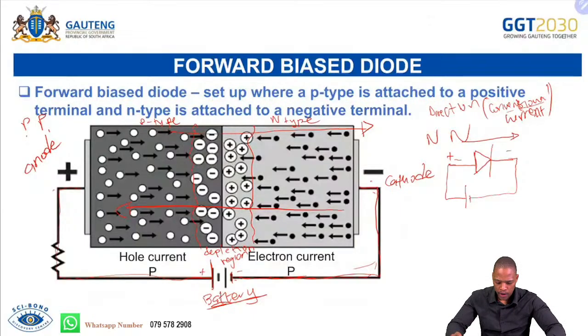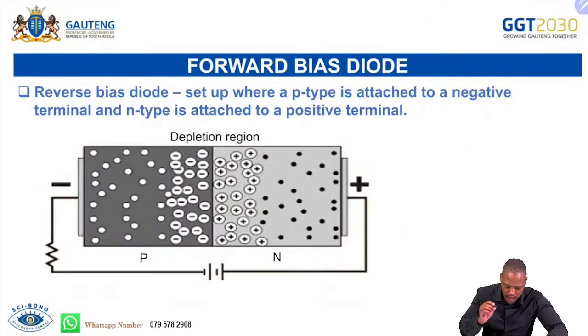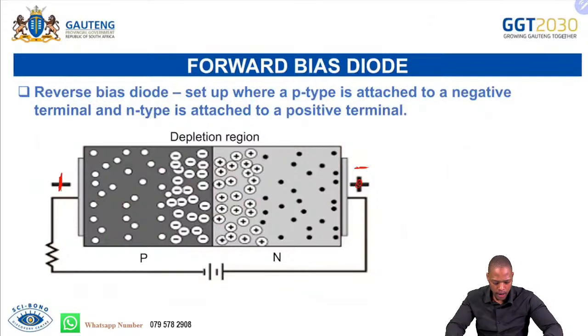Okay? So let's look at another type of a diode. What if we decide to say, okay, let's not do that. Okay? Let's rather connect the negative terminal to the P type. This is supposed to be positive and this is supposed to be negative. Okay, mistake here on my image.